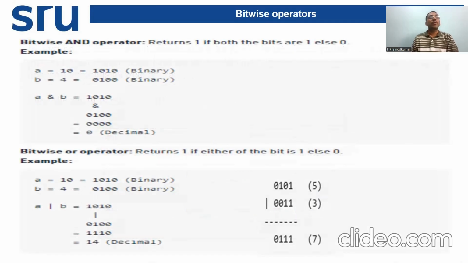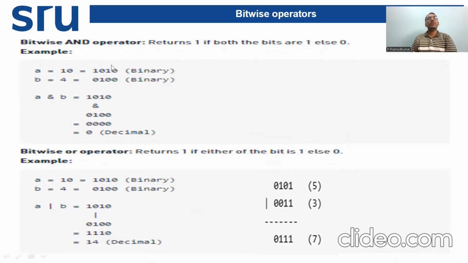Yes, coming to bitwise AND. Bitwise AND is the operator which returns 1 if both the bits are 1. Otherwise, it returns the result as 0. Coming to this example here, A is 10 and B is 4. That doesn't mean 10 and 4 are used as decimal values. Before we apply the bitwise AND operation, first the 10 and 4 have to be converted into binary form. The binary equivalent for the decimal 10 is 1010, and the binary equivalent for decimal 4 is 0110.